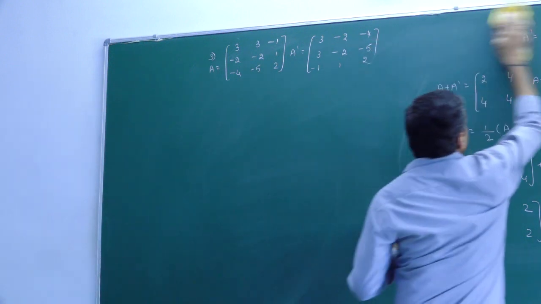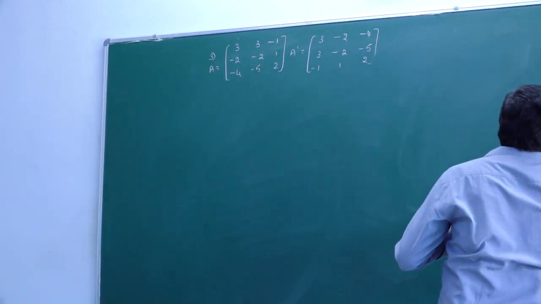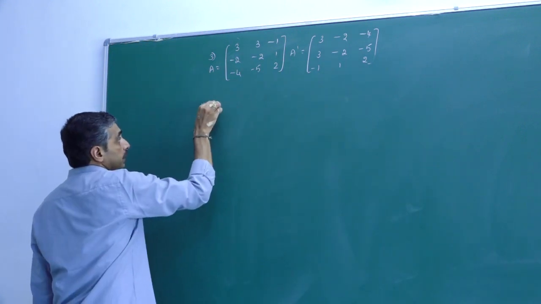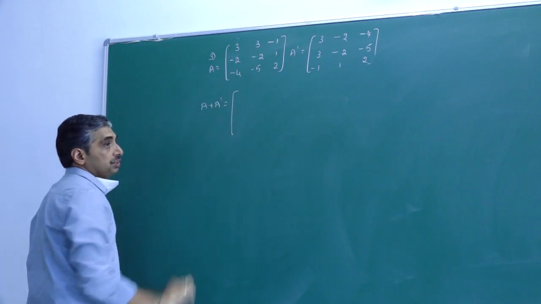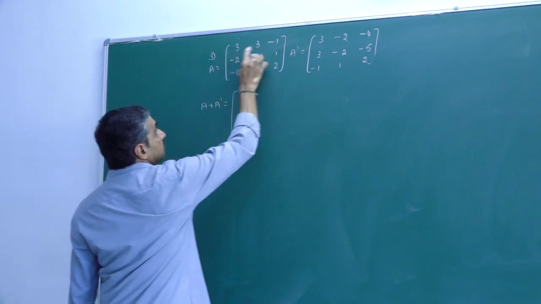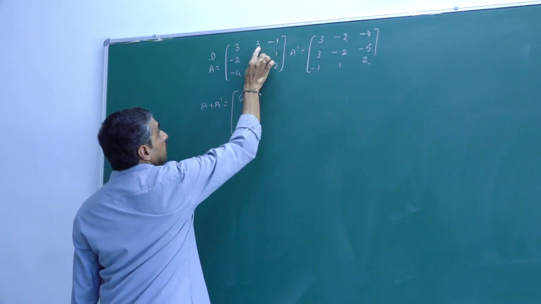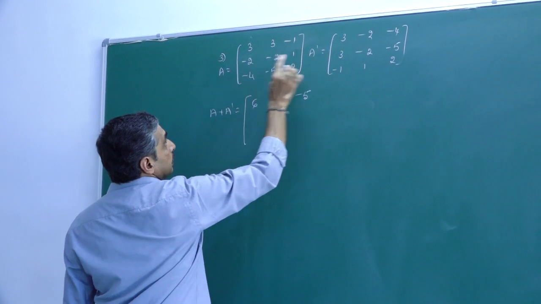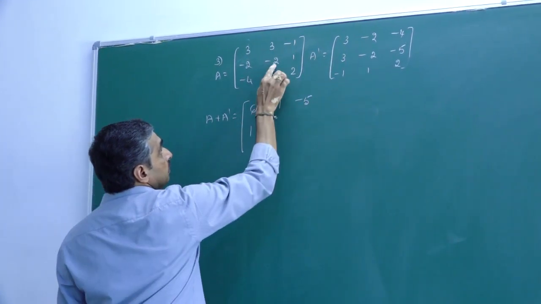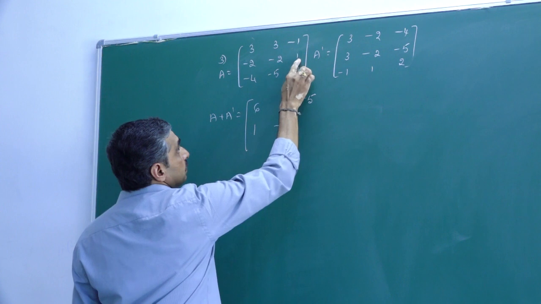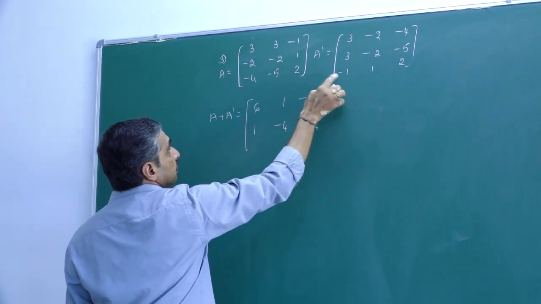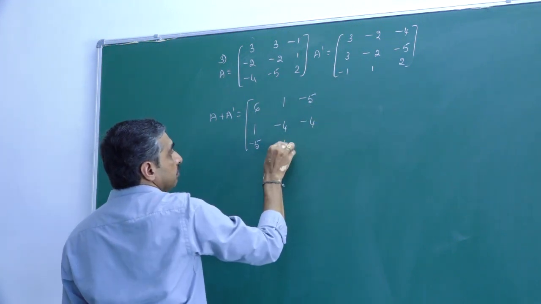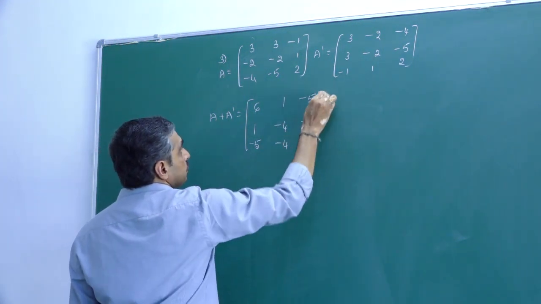So now as usual we can find out A plus A dash. Okay. What is A plus A dash here? See, corresponding element 3 plus 3. I am writing directly. 3, minus 2, 1, minus 1, minus 4, minus 5, minus 2 plus 3, 1, minus 2, minus 2, minus 4, 1, minus 5, minus 4, minus 4, minus 1, minus 5, minus 5 plus 1, minus 4, 2 plus 2, 4.